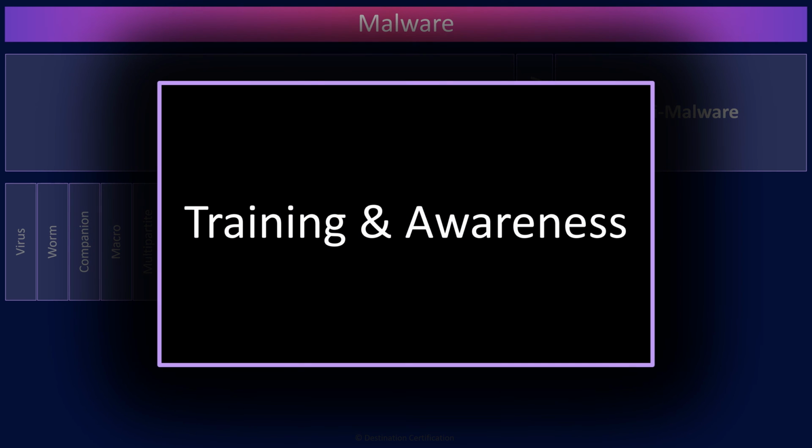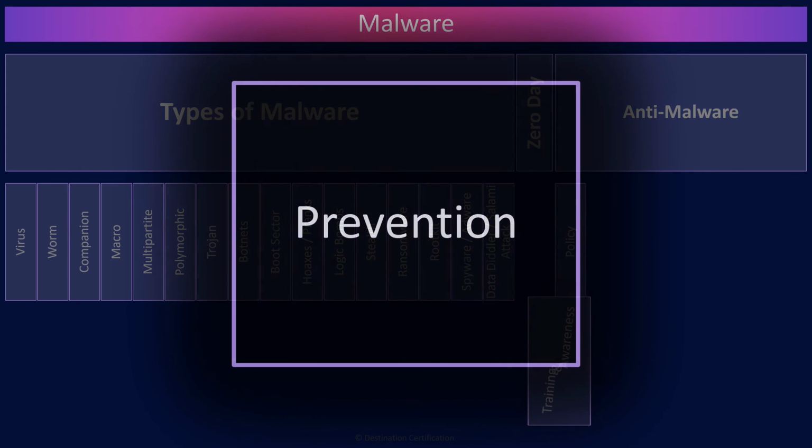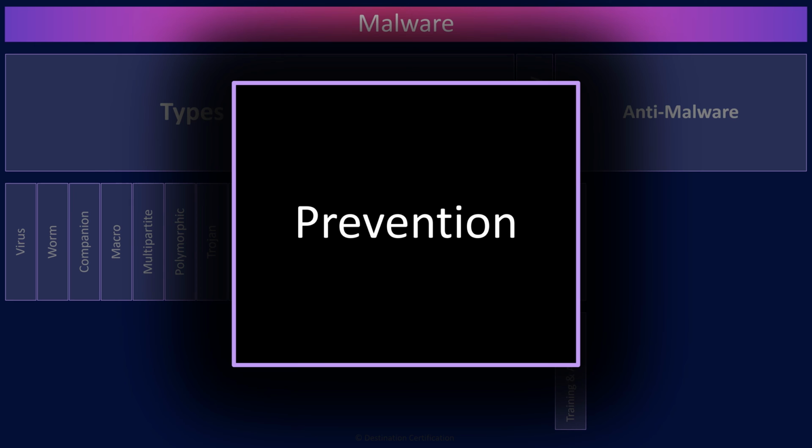Why training and awareness? As I mentioned, a virus must be triggered by a user. So one form of anti-malware is not actually systems or technology, but rather making our users aware of what malware is and training them not to open those macro-enabled Excel files that a stranger sends them. Ideally, we want to prevent malware from infecting our systems.